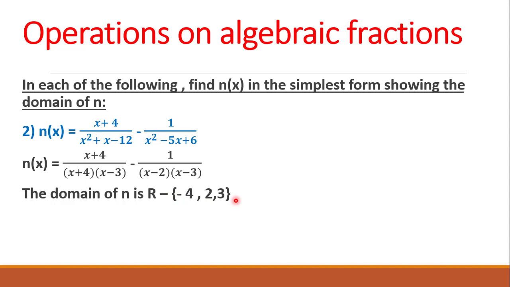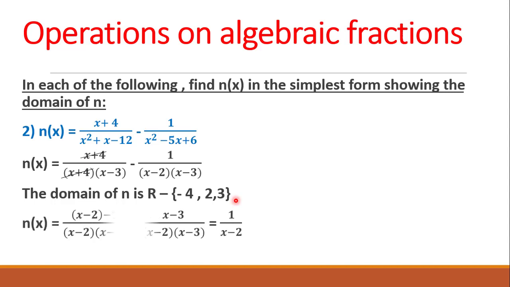Now let's simplify and subtract. Here we have x plus 4, and here we have x plus 4. So it will be 1 over x minus 3 minus 1 over x minus 2 multiplied by x minus 3. Here x minus 3 and here x minus 3. So we need x minus 2. I'll multiply up and down by x minus 2. 1 will be x minus 2. And here x minus 2 multiplied by x minus 3.